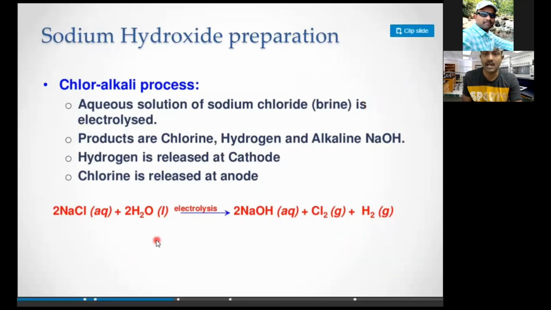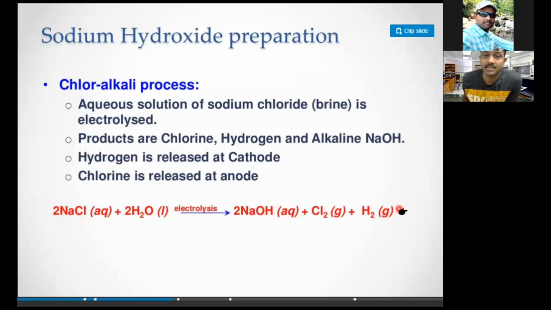Yeah, here we have one reaction. Here sodium chloride is there, right? When sodium chloride reacts with water, we are passing electricity. We are doing lysis of the substances. Lysis means we are dividing by passing electricity. What are the substances you will get after electrolysis of the sodium chloride salt? You will get sodium hydroxide aqueous solution, chlorine gas, and hydrogen gas.